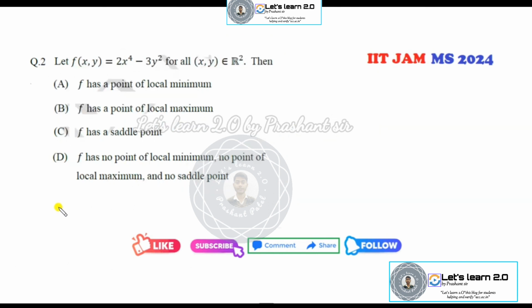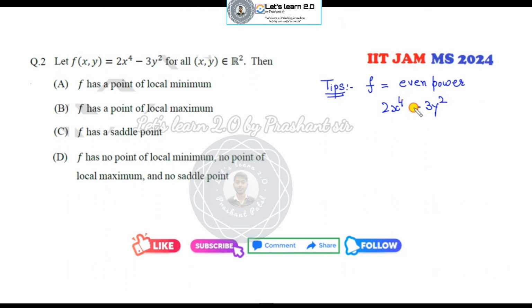Look at this one. Which of the following is a minimum, maximum or saddle? What I told you is always simple. If the function is of even order or even powers, like 2x raised to power 4 minus 3y raised to power 4, you can see this is even. Now whenever you have two different terms with a negative sign between them, if it is a minus, then it is always a saddle point.